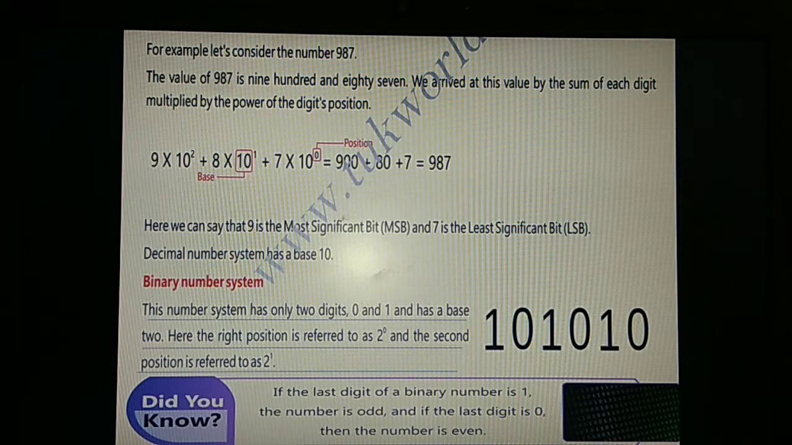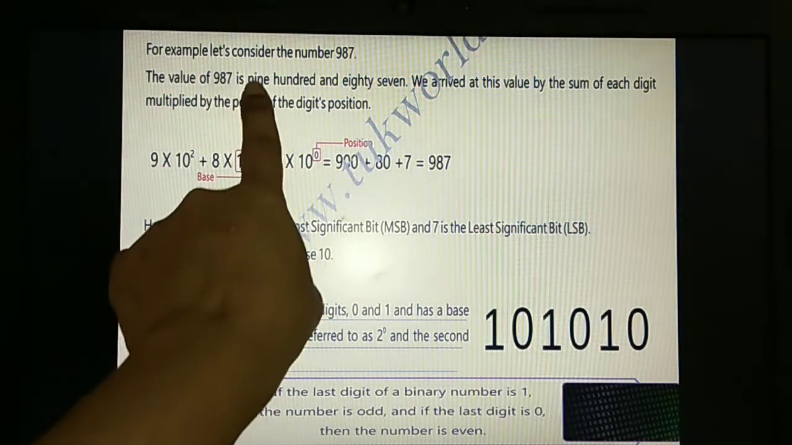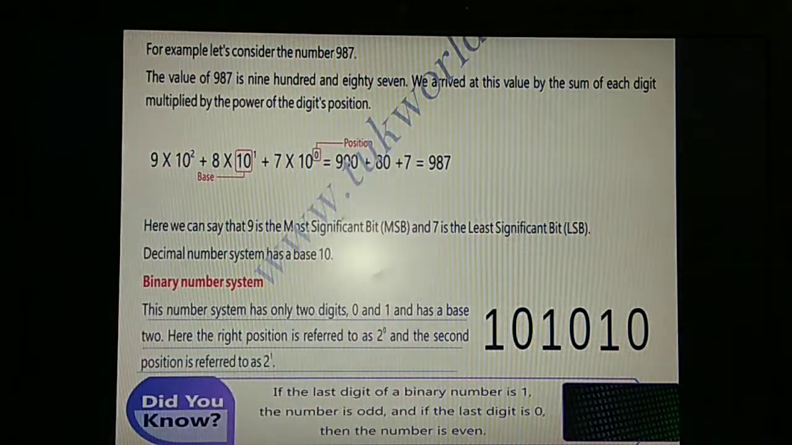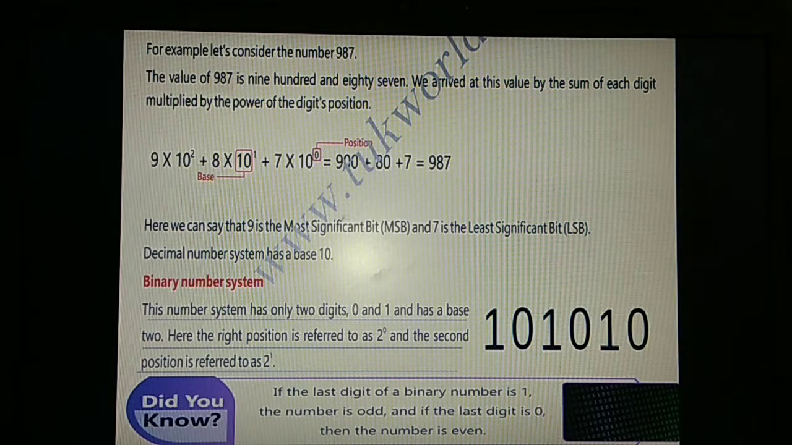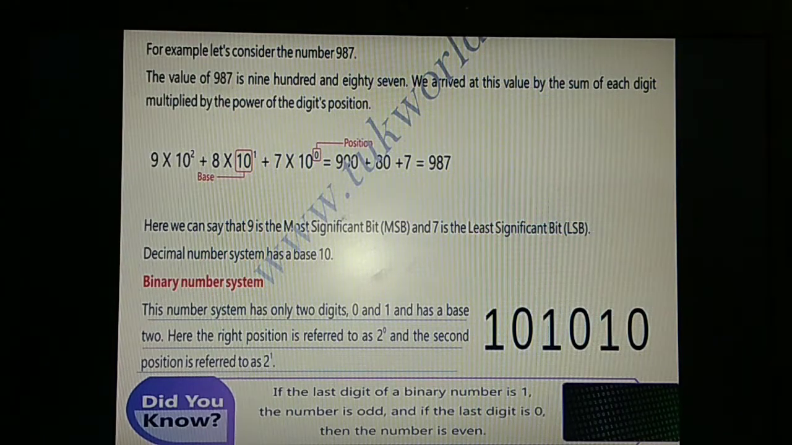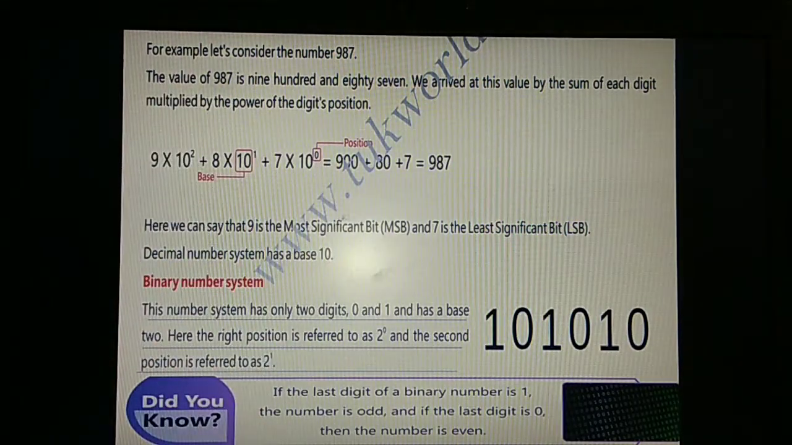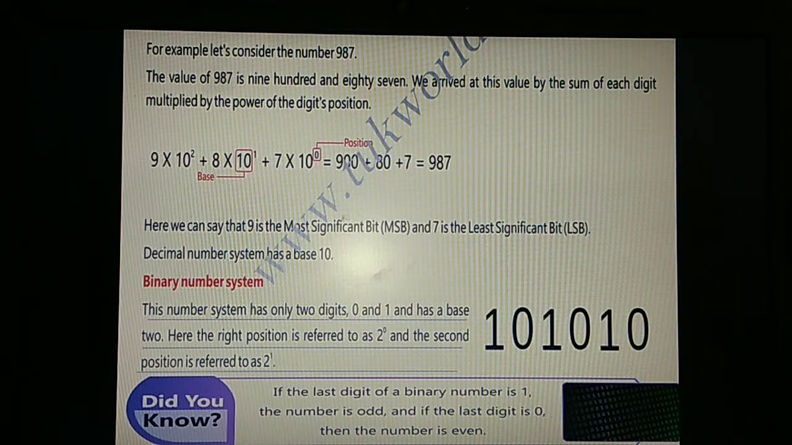Clear? Understand once again. We will take a number called 987. We read it as 987. We arrive at its value by the addition of each digit multiplied by the power of its digit's position. Now just look into how this has been solved.